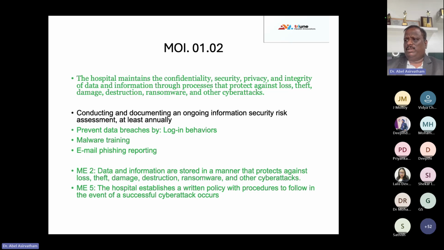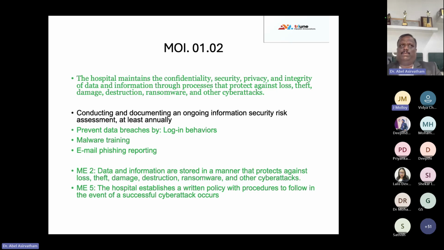Prevent data breaches through login behaviors. For example, if a person is unable to log in more than 3 times, there should be an auto lock system. Then malware training and email phishing reporting, how is that to be done? Some tips can be given by the IT department. Usually the person who is sending a phishing email will use the same language as how the recipient receives.